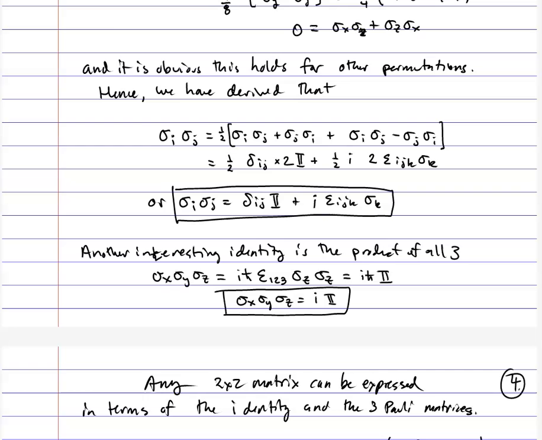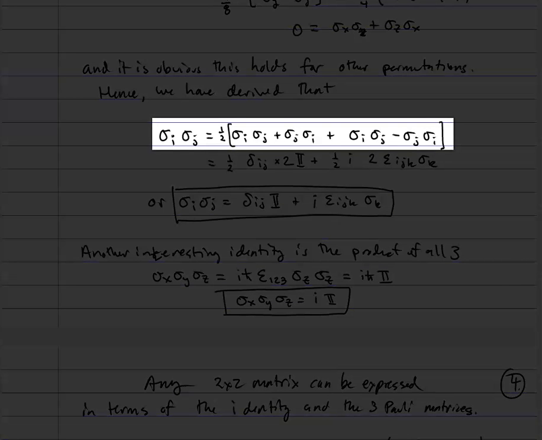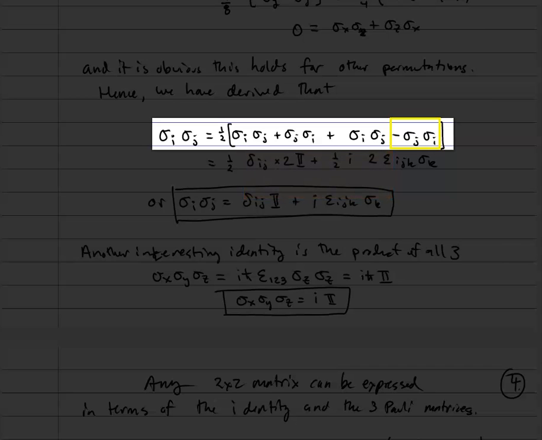So what we have learned from this is that sigma_i sigma_j can be written as 1/2 the anti-commutator, sigma_i sigma_j plus sigma_j sigma_i, plus the commutator, sigma_i sigma_j minus sigma_j sigma_i. You see, all I did was add 0. I added sigma_j sigma_i and I subtracted sigma_j sigma_i. But now we organize these in terms of the anti-commutator and the commutator.